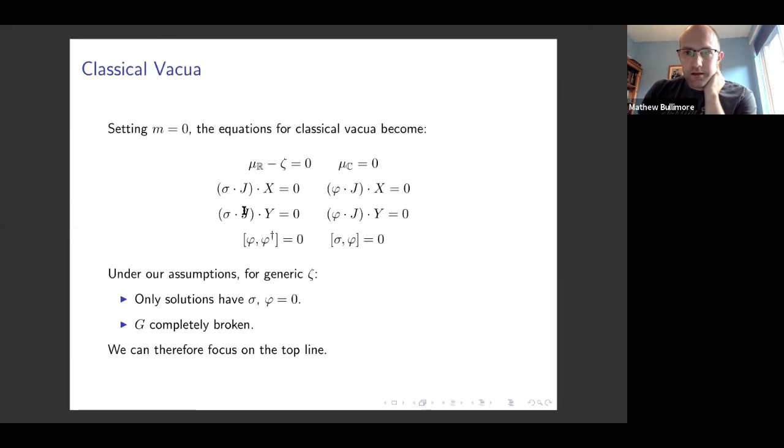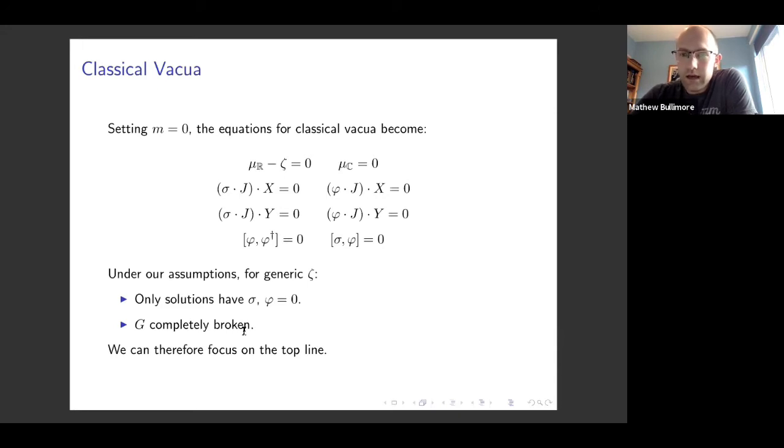And so this simplifies dramatically for the following reason. Under the assumptions that I made last time, which is exactly the condition that for generic values of these parameters I have only isolated vacua, under that assumption the solutions of these equations all have to have sigma and phi vanish. And moreover, the gauge group is completely broken.